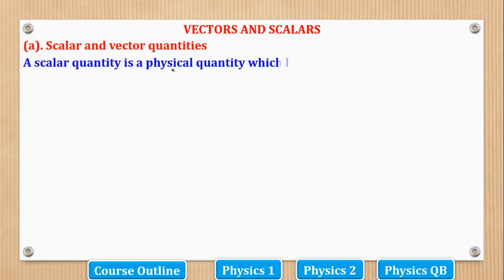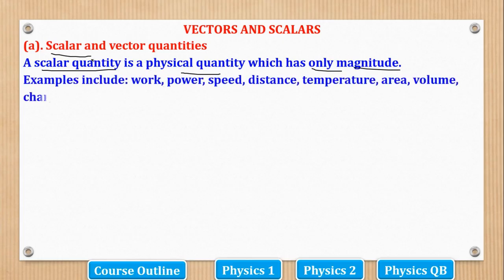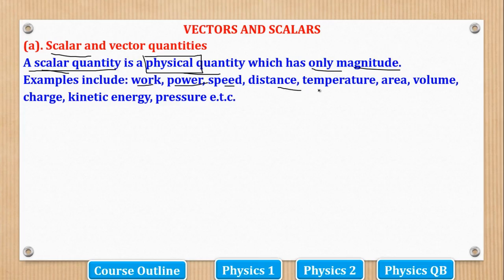Scalar quantities and vector quantities, these words are not new. A scalar quantity is a physical quantity which has only magnitude. Now in A-Level, we are strict on the definitions. For example, in O-Level, you could say a scalar quantity is a quantity which has only magnitude, and it would be okay. But now we are interested in seeing this word physical quantity. Examples of scalar quantities include work, power, speed, distance, temperature, area, volume, charge, kinetic energy, pressure, and so on.